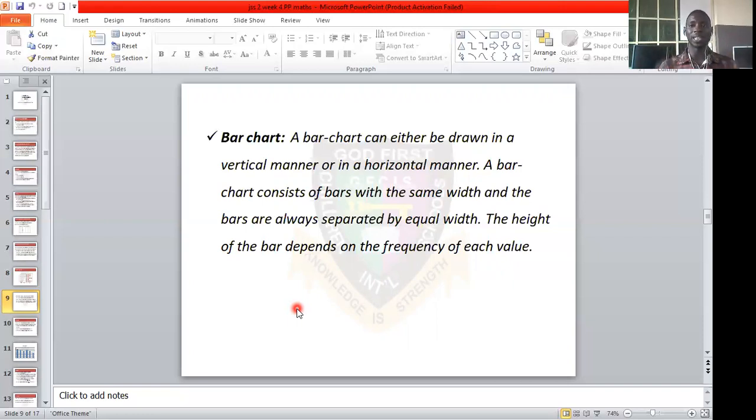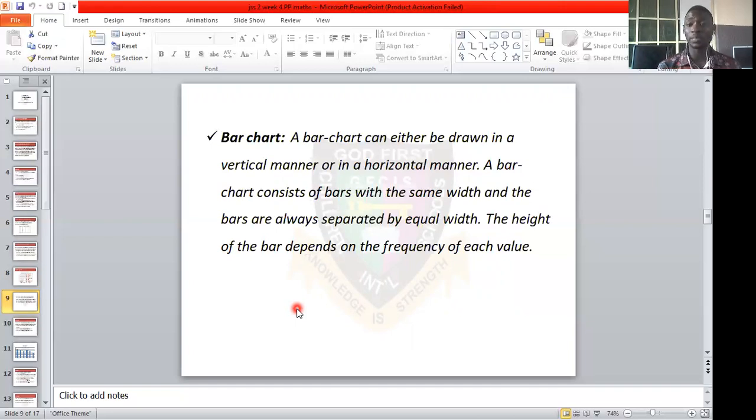So they are represented in bars, and consist of bars with the same width, the same base. The bars that are represented, they have four pieces of information presented on the bar chart. Those bars have the same base, the same width, the same breadth. So a bar chart consists of bars with the same width, and bars are always separated by equal width. That is the separation between the four pieces of information, the distance between them, has to be the same. The distance between bar one and bar two has to be the same as between bar two and bar three, and between bar three and bar four.